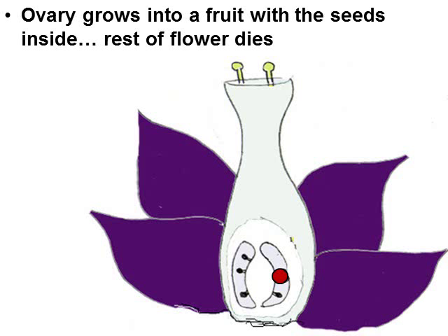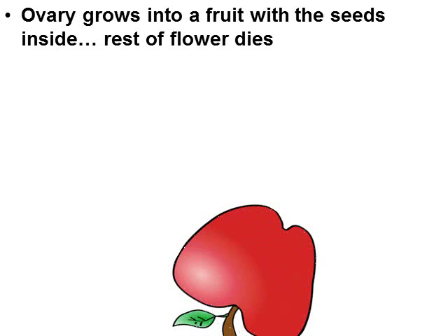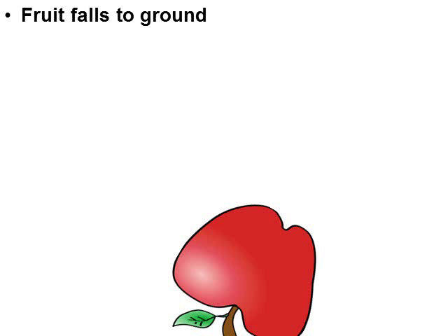The ovary, the base of this flower, is going to grow into a fleshy fruit. The rest of the flower is going to simply die. So here we go, the rest of the flower is dying, and the ovary will grow into a fleshy fruit. Inside of that fruit, there are seeds now, though. Eventually, the apple will ripen, and it will get heavy and just fall to the ground.